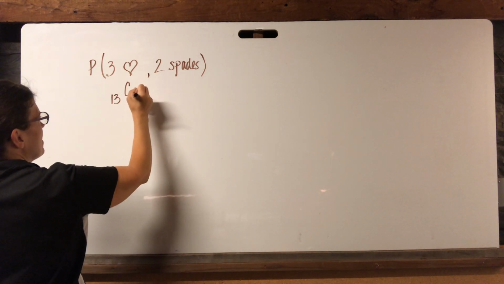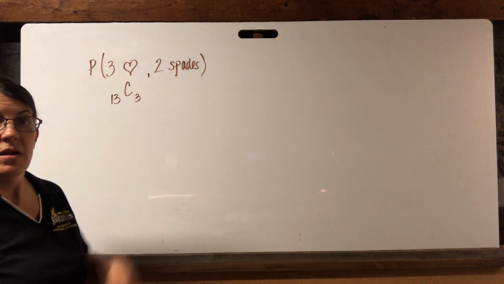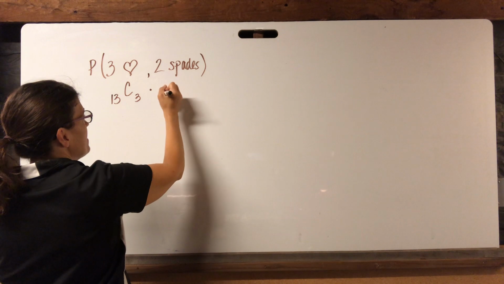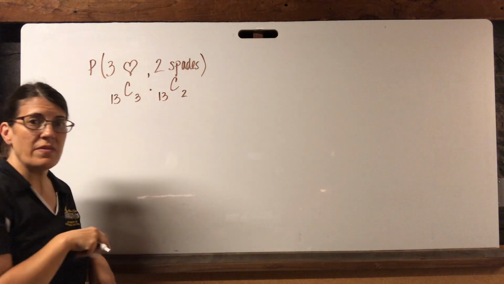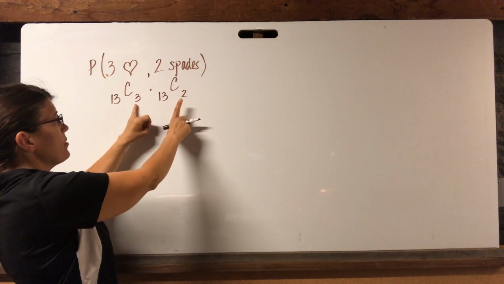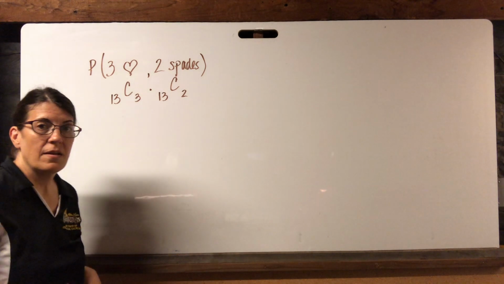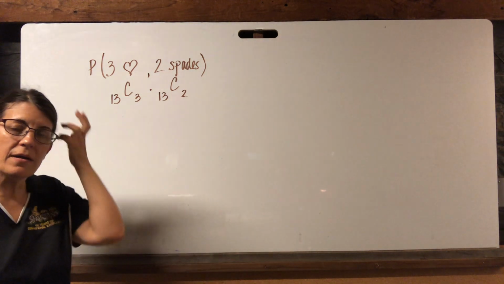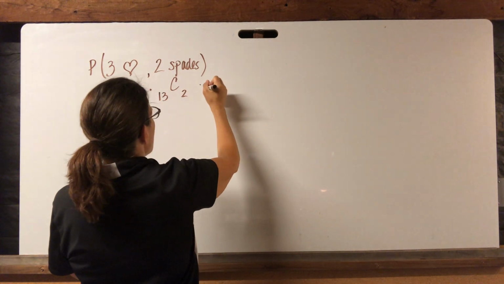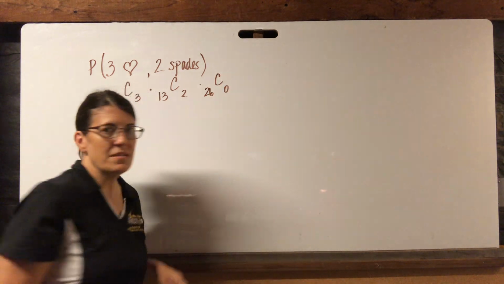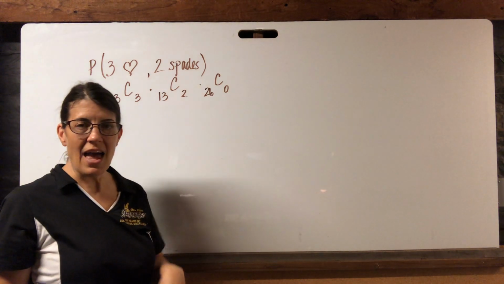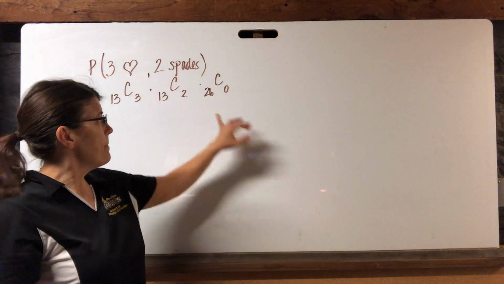13 hearts, I want 3 of them. 13 spades, I want 2 of them. So notice, here's my 5. Push pause and figure out what the remaining combination is. If you said 26C0, you would be correct. There are 26 non-hearts and spades left. I want none of them. Boom.